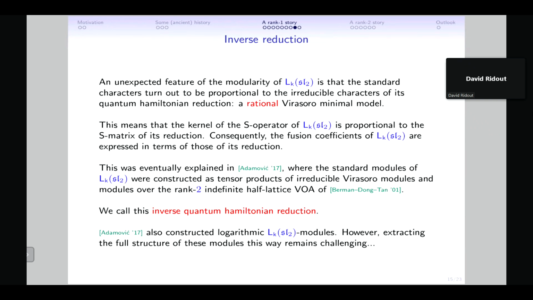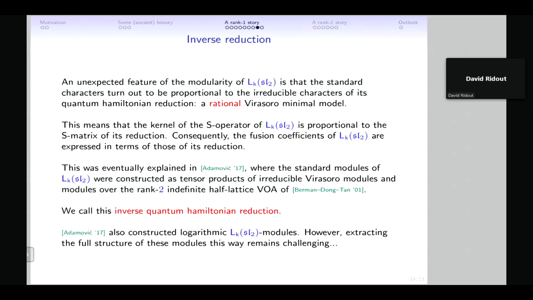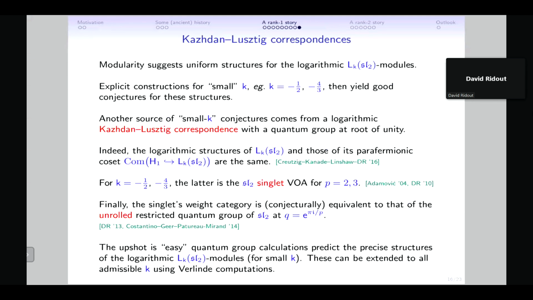So that's pretty exciting. One of the things which I'm not too sure about is how easy it is to extract all of the structure of the modules this way. You can construct them explicitly, but then analyzing these things is still a formidable task. I'll leave it to Dražen to decide how formidable that is.